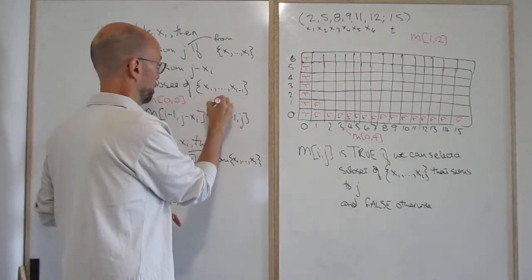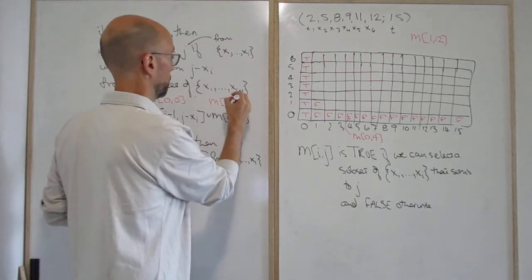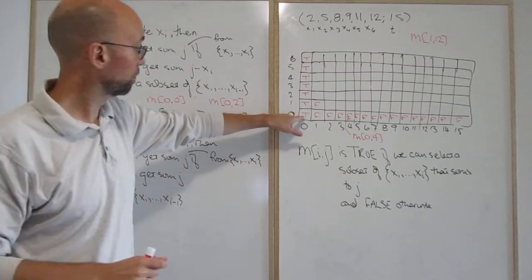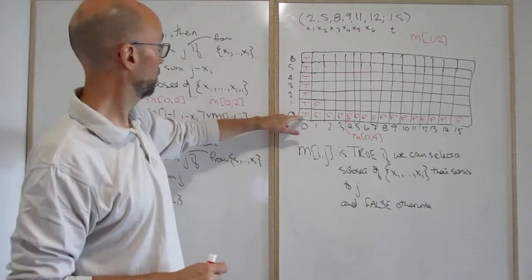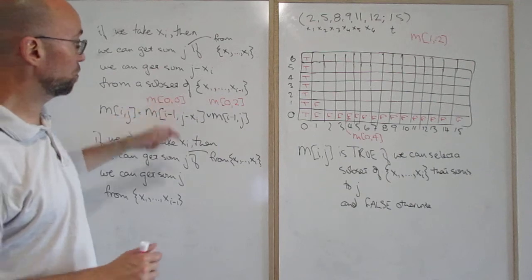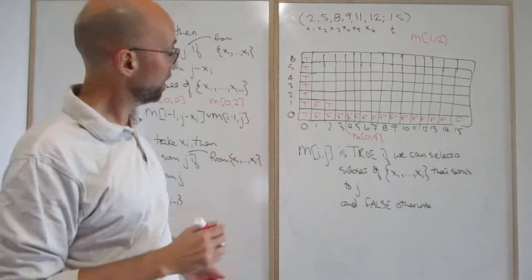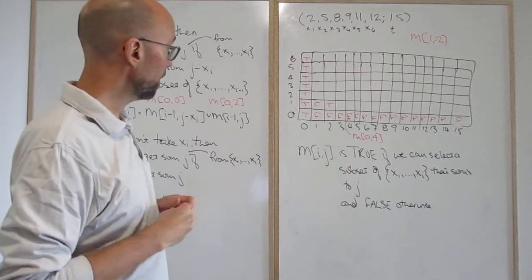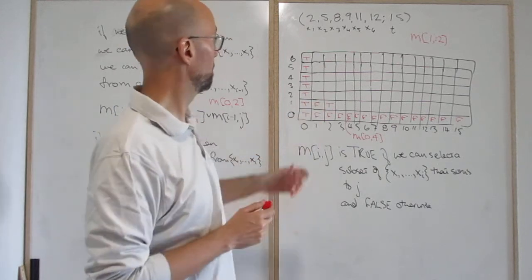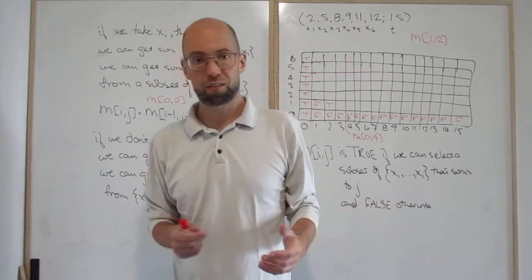Or M0, 2. Well, this one is true, and M0, 2 is false. But it's an or, so this is true, so this is true. Right? It says, yes, we can get a subset summing to 2 from just x1 because x1 is equal to 2. Ha, isn't this fun?